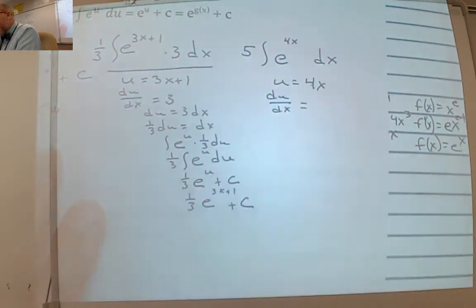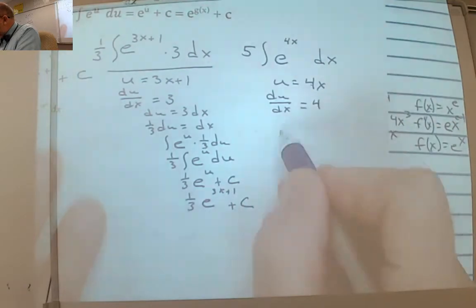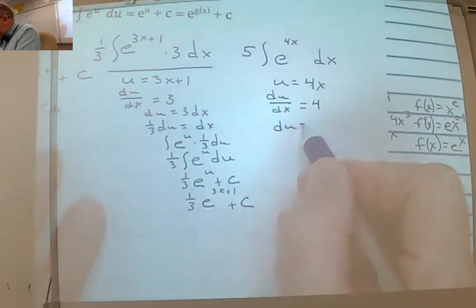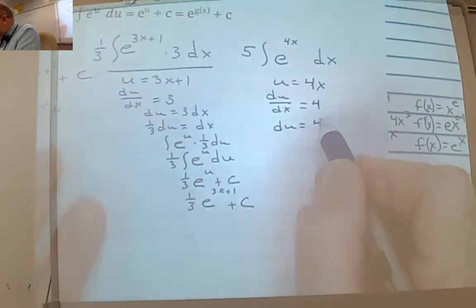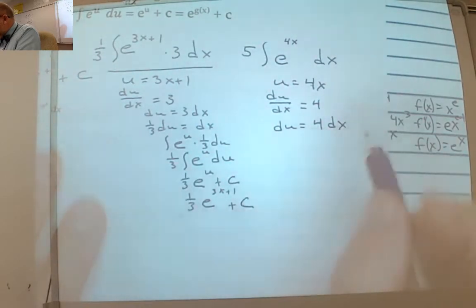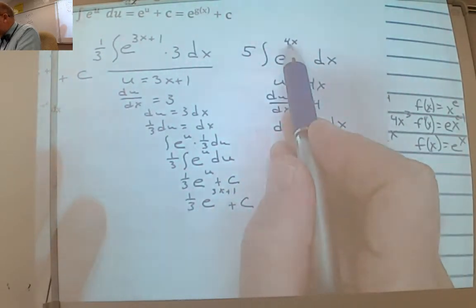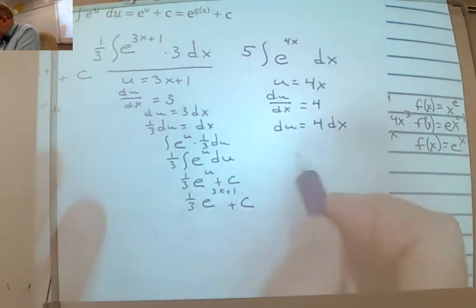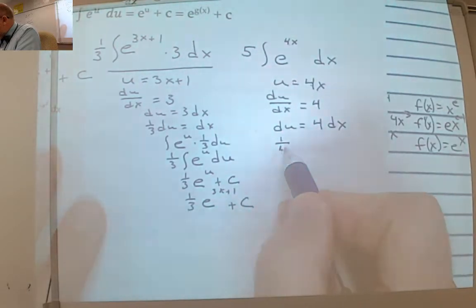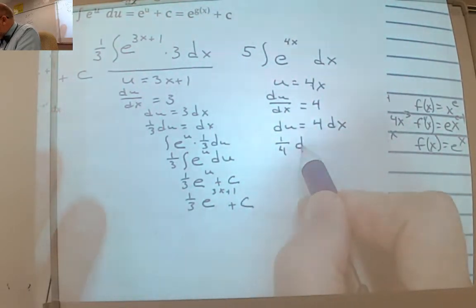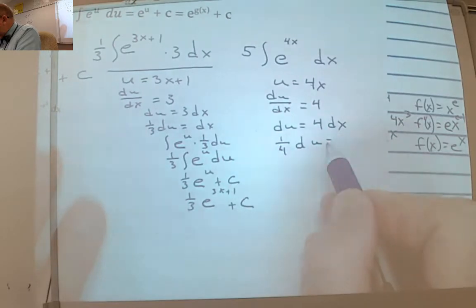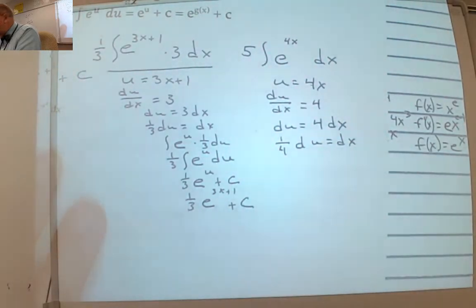What's the derivative of 4x? 4. So that means du equals 4 dx. Is there a 4 in here anywhere besides there? No. So I've got to write this as 1/4 du equals dx. Would you agree, Rayanne?